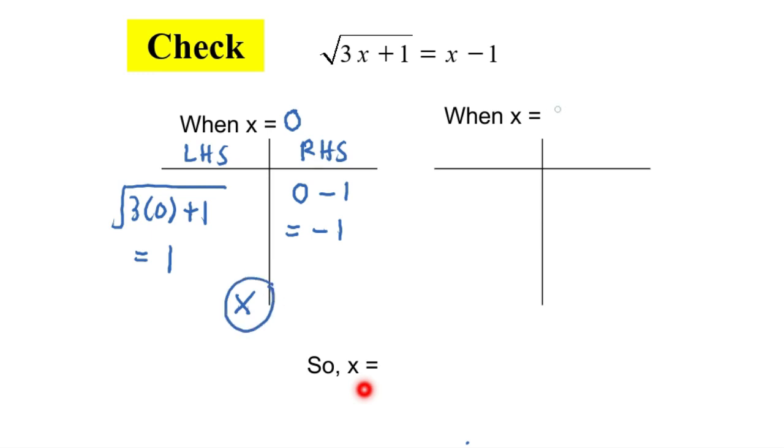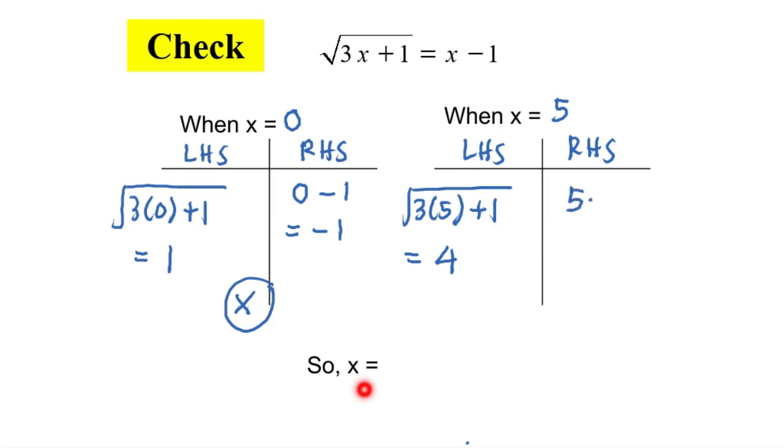Then check the value of x when it is 5, whether it satisfies the original equation or not. So on the left hand side, I replace x with 5, plus 1, and then evaluate this using a calculator. I'm going to get 4. Then on the right hand side, I plug in x equals 5, 5 minus 1. I'm going to get 4 as well. Since both sides are equivalent, we accept x equals 5 as the solution for this example.